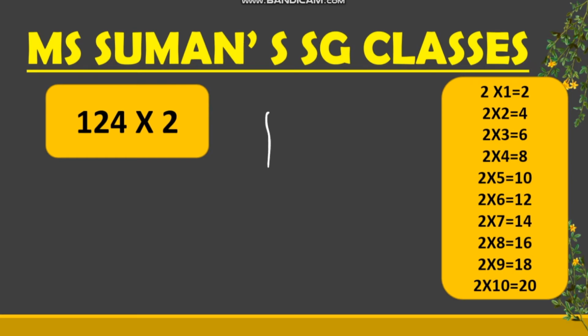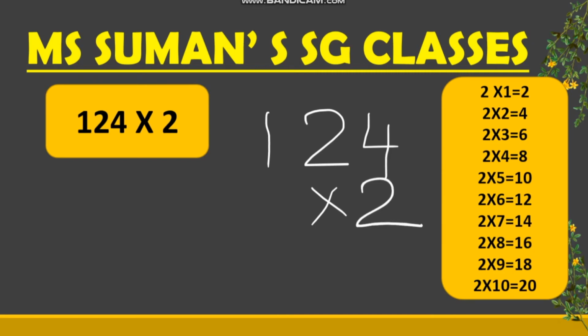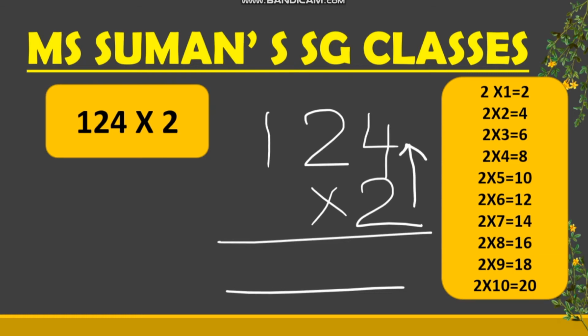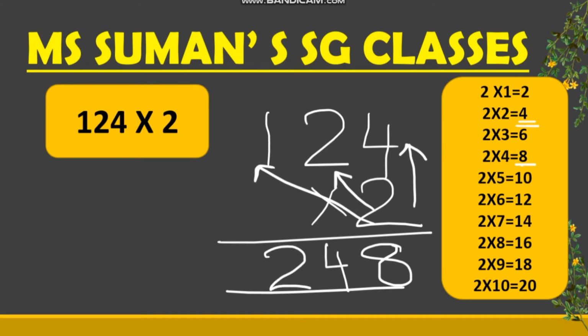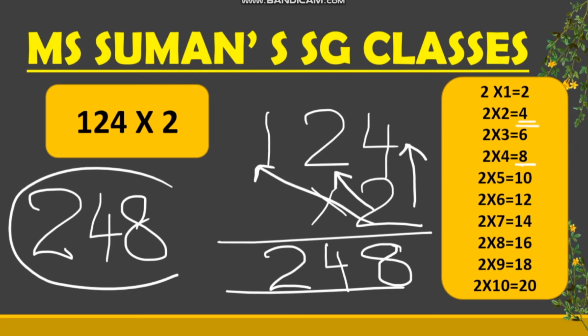124. It is not any different. The same concept. We will just keep going forward. What is 2 times 4? 2 times 4 is 8. What is 2 times 2? 2 times 2 is 4. And what is 2 times 1? 2 times 1 is 2. So what is our answer? Our answer is 248. Look at that, guys.